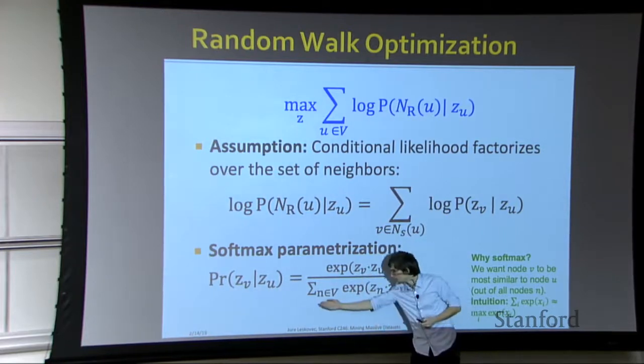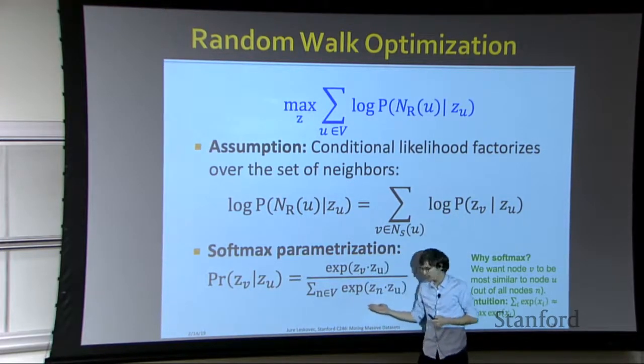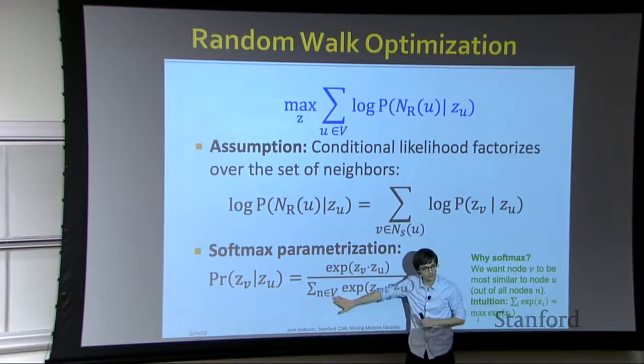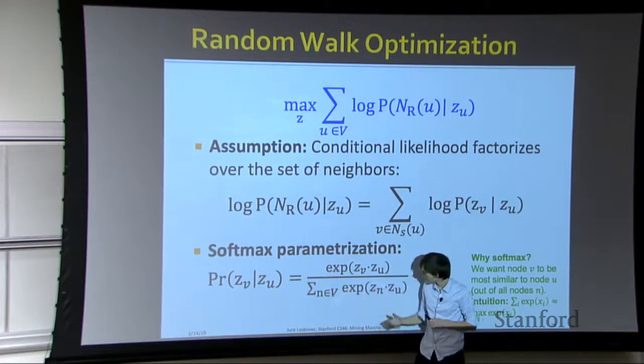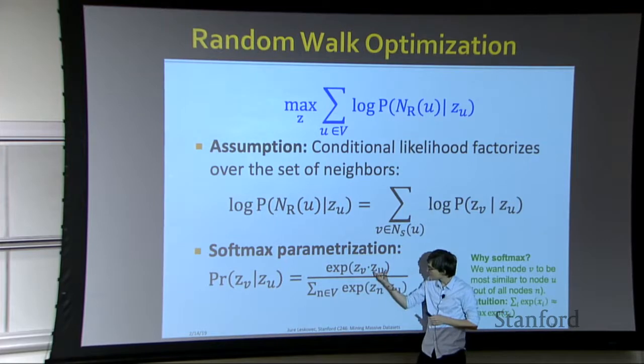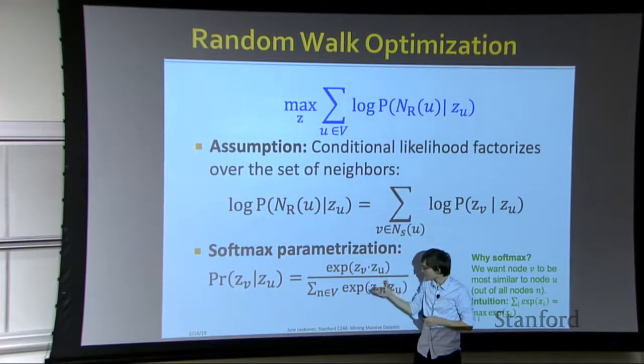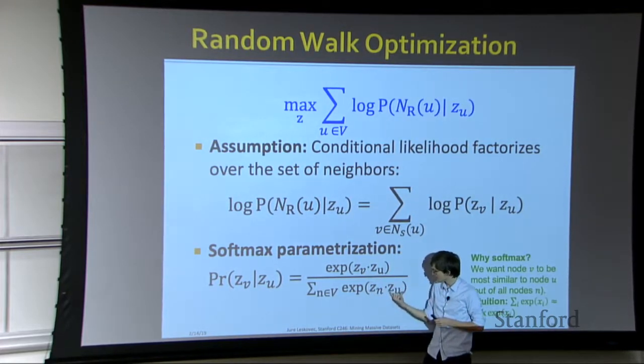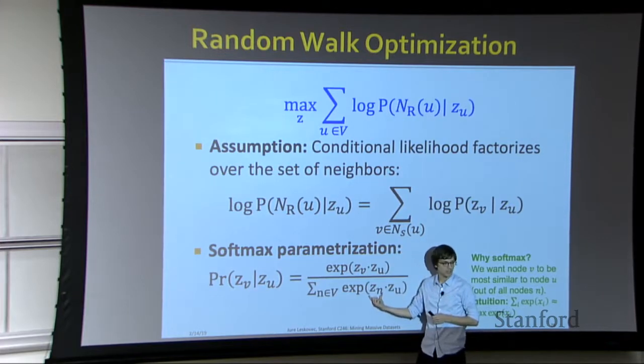So the intuition should be fine. This is how we do it. We have this normalizing factor here that is a bit tricky because we have to sum over all other nodes in the network. We have to compute the similarity between nodes U and V, and then divide this by the sum of the similarities between node U and any other node in the network.